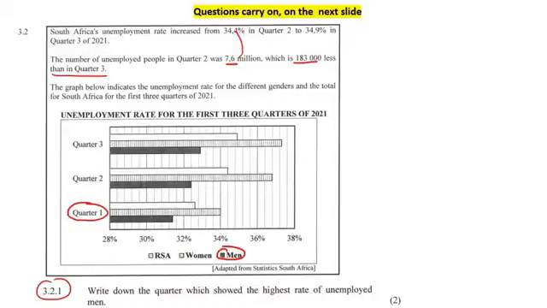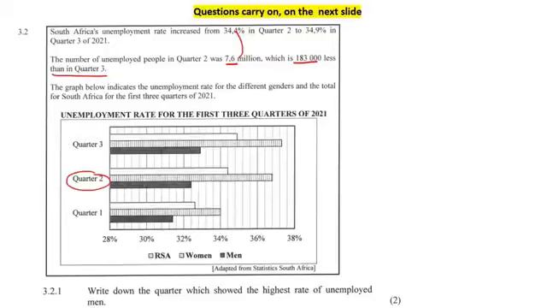And then for the whole of South Africa, out of all of the people that could work, nearly 32.5 or 33% cannot work or are unemployed. And then this is just quarter 2, which is April, May, June. And then this is July, August, September.